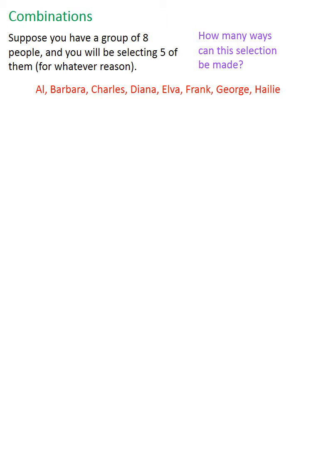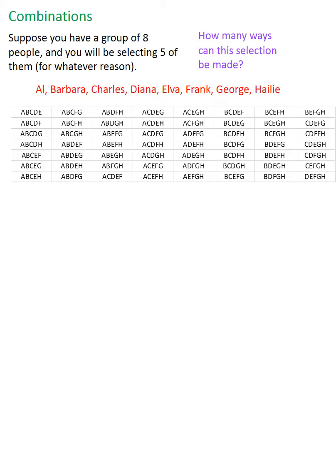Well, suppose these are our 8 people. Or for simplicity, call them A, B, C, D, E, F, G, and H. I've taken the time to write out all 56 ways that you could choose 5 people from this group of 8. We call this 8 combination 5 or 8 choose 5.